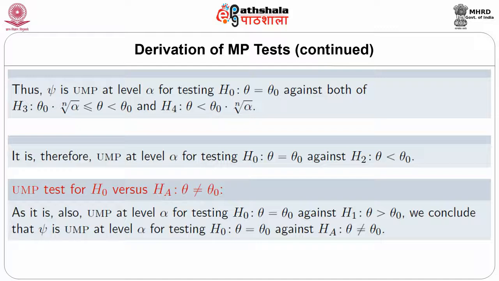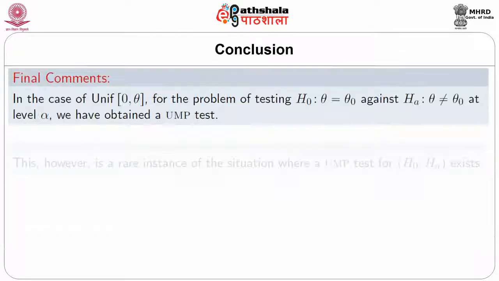theta lying between theta naught alpha to the power 1 by n and theta naught, and theta less than theta naught. We can say that psi is uniformly most powerful at level alpha for testing theta equals theta naught against theta less than theta naught. We have already shown that this psi is uniformly most powerful at level alpha for testing theta equals theta naught against theta greater than theta naught.